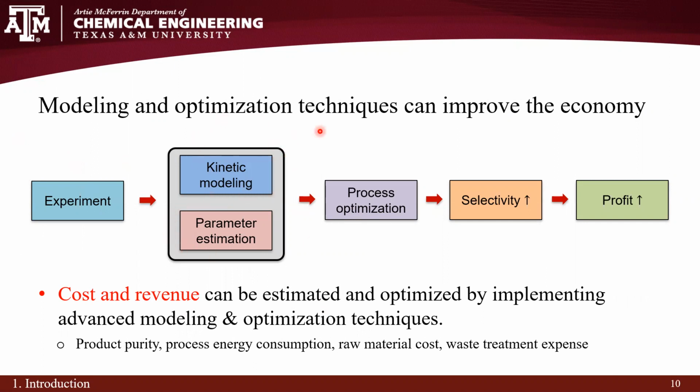And then using this model, the process can be optimized, which can improve the selectivity and purity of the products, and ultimately gives better profit. Likewise, the cost and revenue can be estimated and optimized by implementing advanced modeling and optimization techniques, which improve the product purity and save energy consumption, raw material cost, and waste treatment expenses.